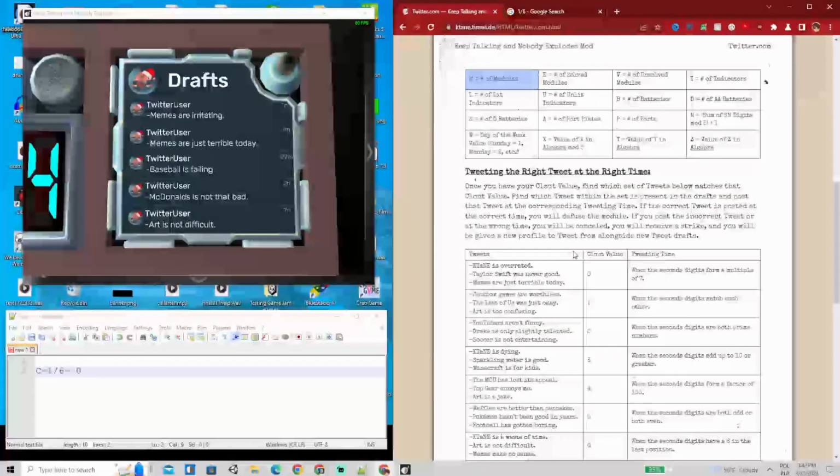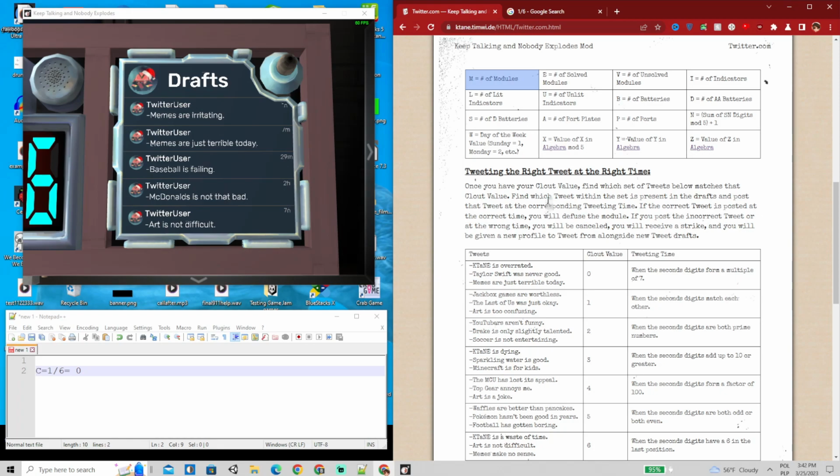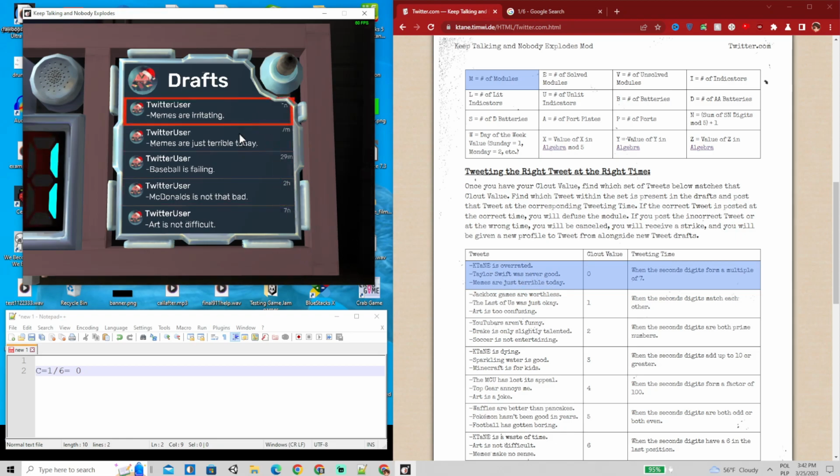Now that you've determined your clout value, you'll need to figure out which tweet you need to tweet out and when you want to tweet it out, or at least at what time. Our clout value is 0, so we go to this row. We look for the tweet: KTANE is overrated? No, I can't find it. Taylor Swift was never good? No, I can't find it there. Memes are just terrible today. There it is. There's our tweet.